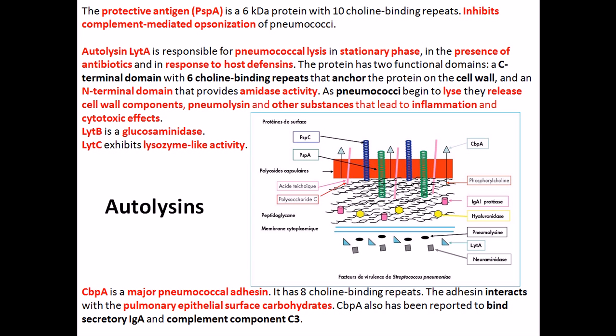Now among them, CbpA is a major pneumococcal adhesin. We have already talked about that. It is also part of the choline-binding protein family. CbpA is an adhesin which helps them adhere. Normally it has 8 choline-binding repeats, so it can easily adhere to any choline receptors present on the surface of the host cell. The adhesin interacts with pulmonary epithelial surface carbohydrates, and CbpA has also been reported to bind secretory immunoglobulin A and complement component C3. It can bind to all of them.